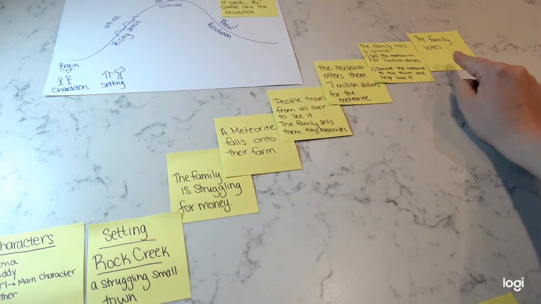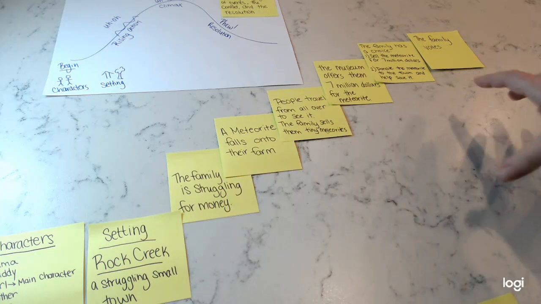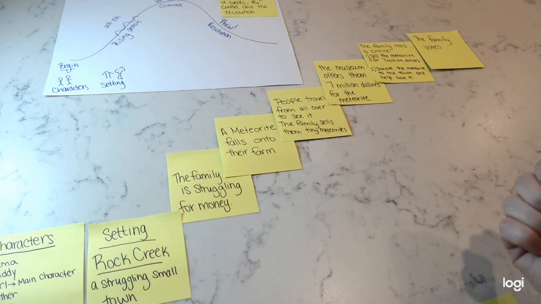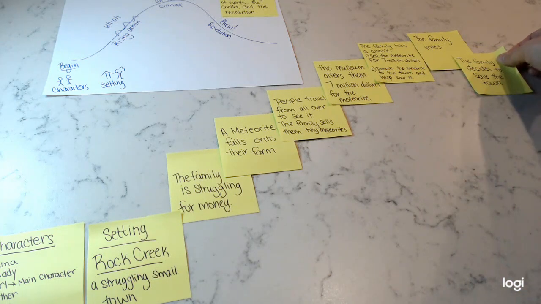Remember yesterday I said my heart is pounding because Dad reaches into the box and he says, if I don't have 5 votes for yes, we're going to sell the meteorite for $7 million, no questions asked. So this is the moment. This is the most exciting part. And the family decides to save the town.